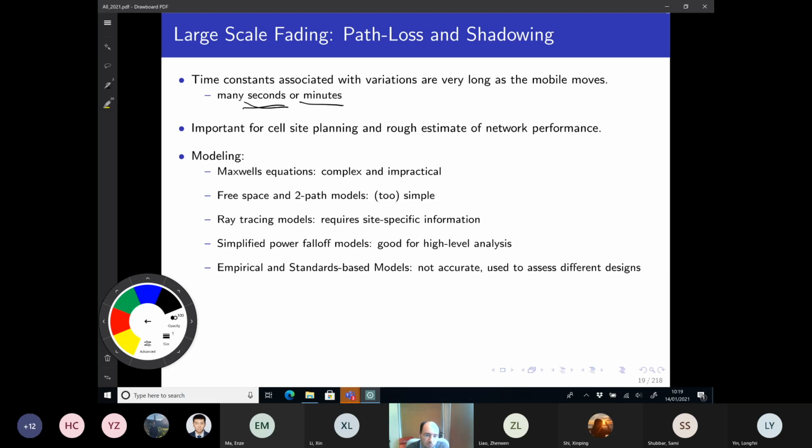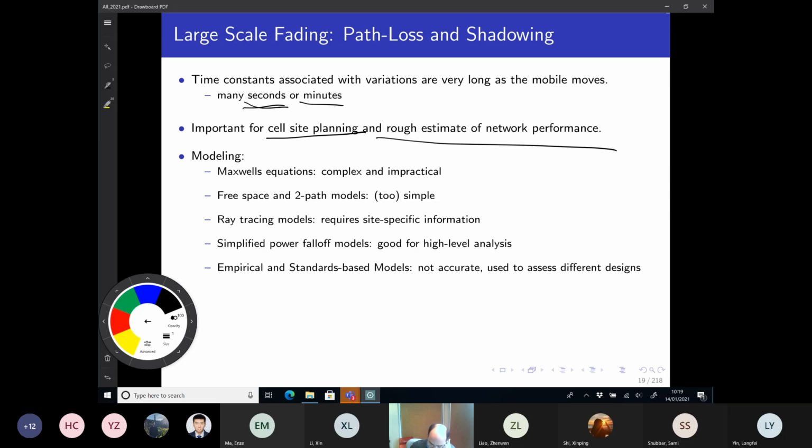If you are moving very slowly at a pedestrian speed, you can have change in the path loss as well, but it typically ranges between seconds and minutes. And this quantity is very important for cell site planning and rough estimate of network performance. Cell site planning means, where are you going to locate your base stations, for instance?